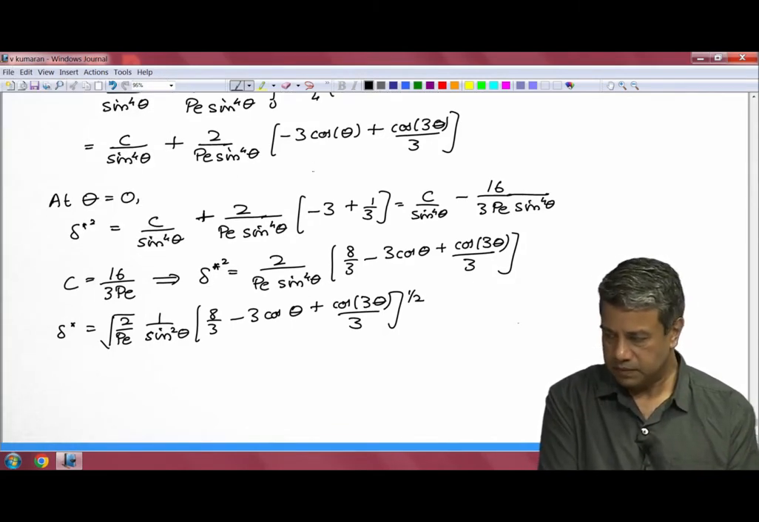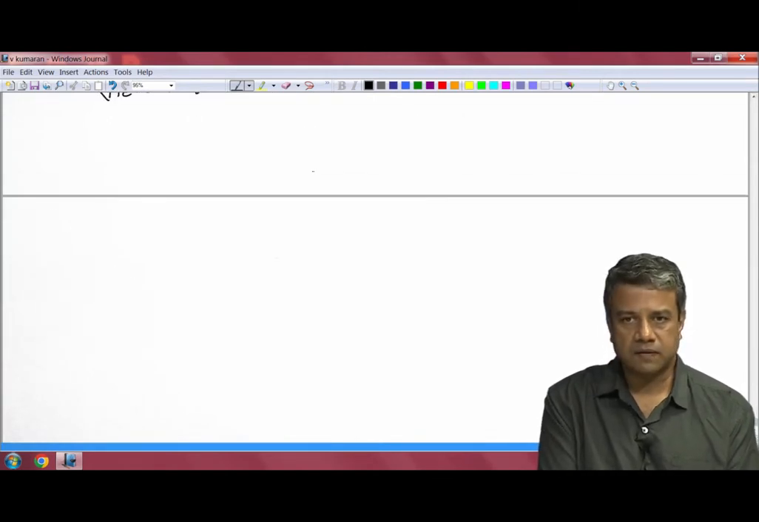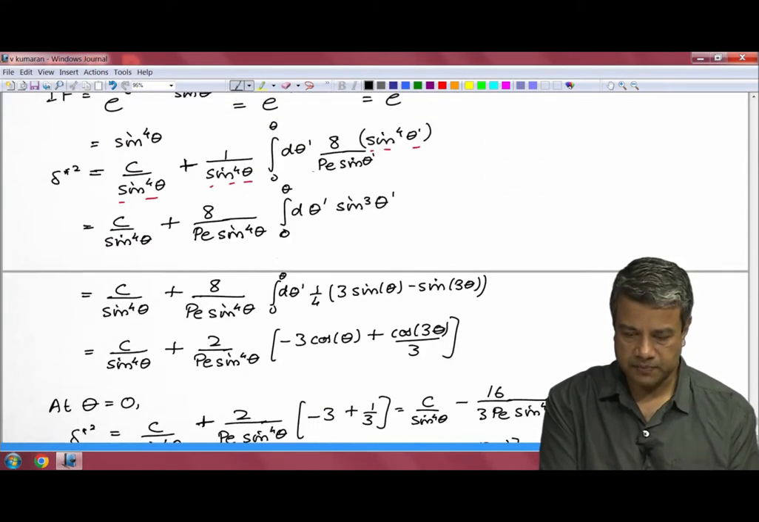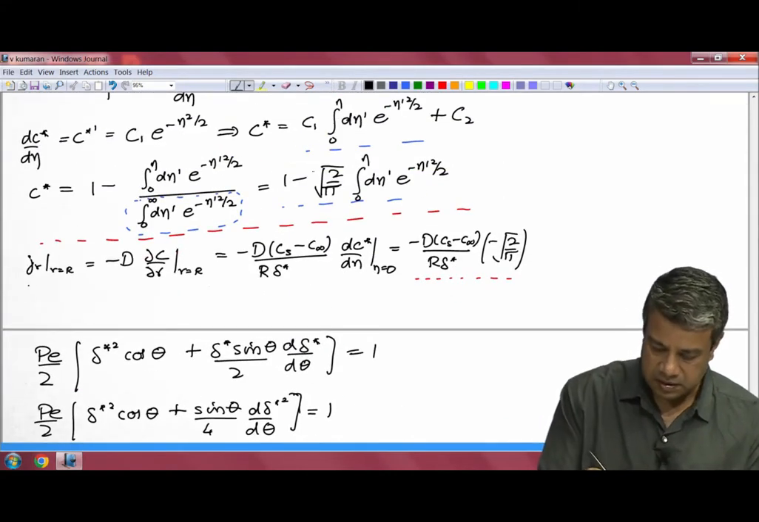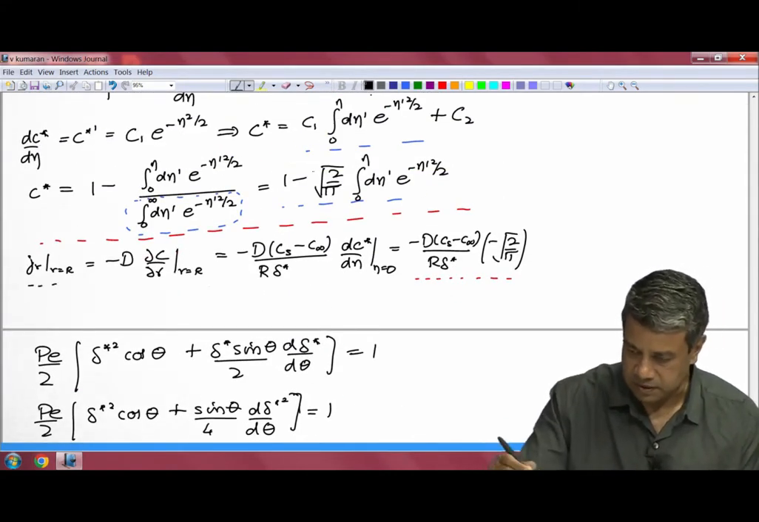So, now we have to calculate the local flux and the average flux. Recall the expression for the local flux. This is the expression for the local flux.